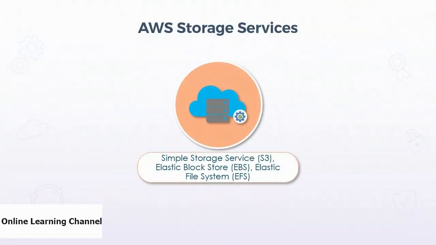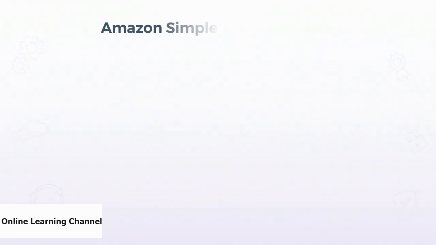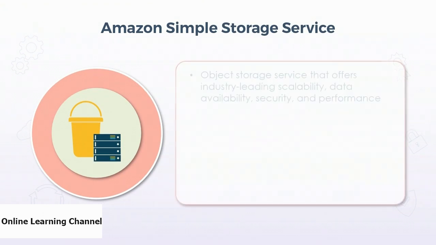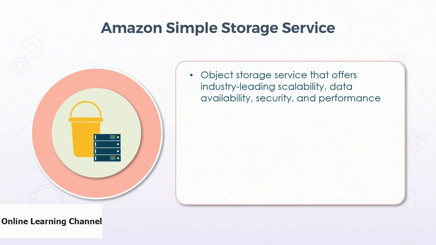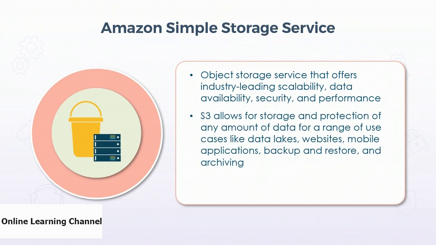In this video, we'll look into AWS Storage Services, which are Simple Storage Service S3, Elastic Block Store EBS, and Elastic File System EFS. Amazon Simple Storage Service, commonly referred to as Amazon S3, is an object storage service that offers industry-leading scalability, data availability, security, and performance. This means customers of all sizes and industries can use it to store and protect any amount of data for a range of use cases such as data lakes, websites, mobile applications, backup and restore, archive, enterprise applications, IoT devices, and big data analytics. Amazon S3 provides easy-to-use management features so you can organize your data and configure fine-tuned access controls to meet your specific business, organizational, and compliance requirements.